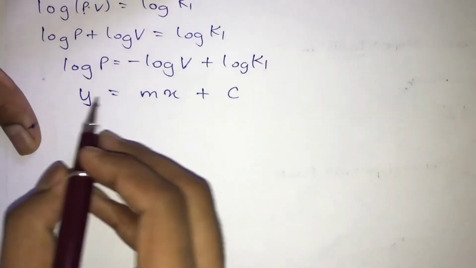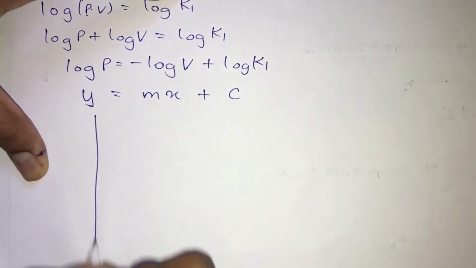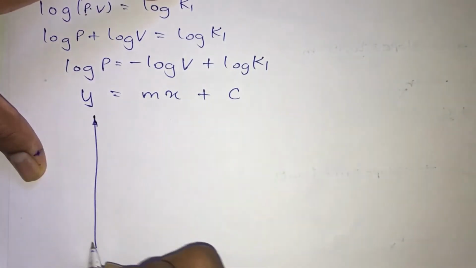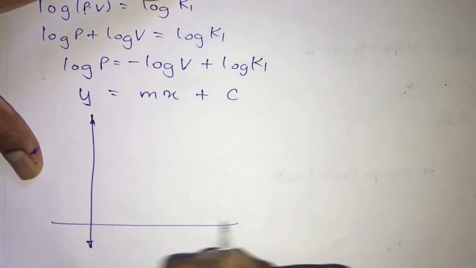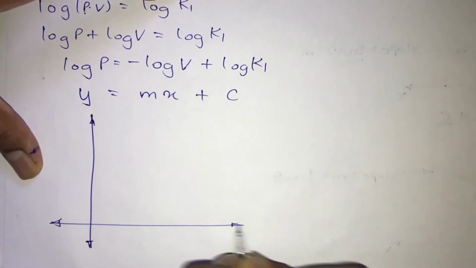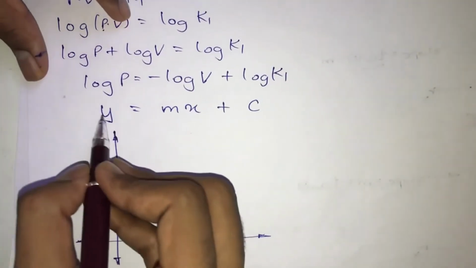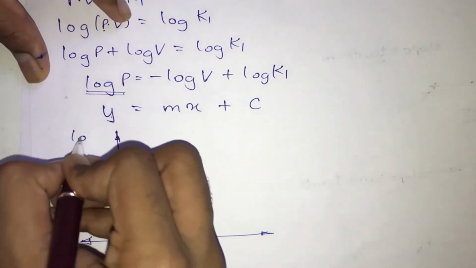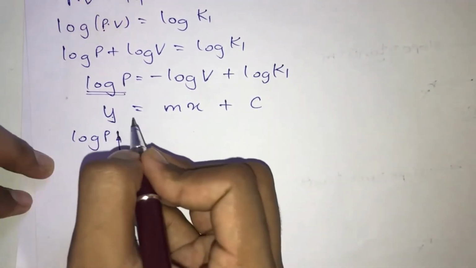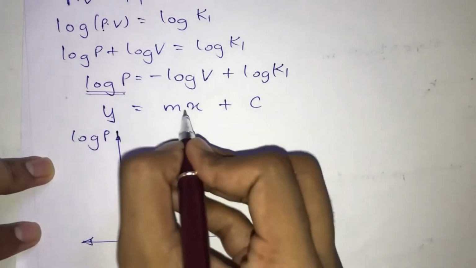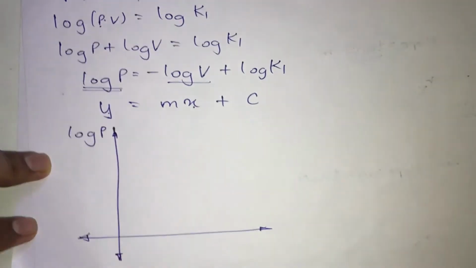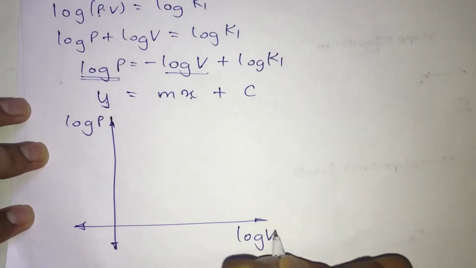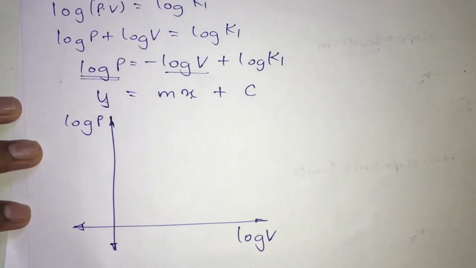Okay, so whenever you compare y is equals to mx plus c, I will first draw a y-axis. That is the first job we must do. Then I draw a x-axis, and as we all know that for y-axis here we have log of p. So for y-axis we have log of p, and for x-axis we have log of v. Okay, I hope this thing is clear for you.